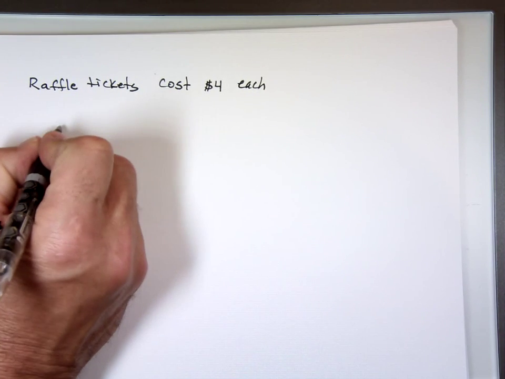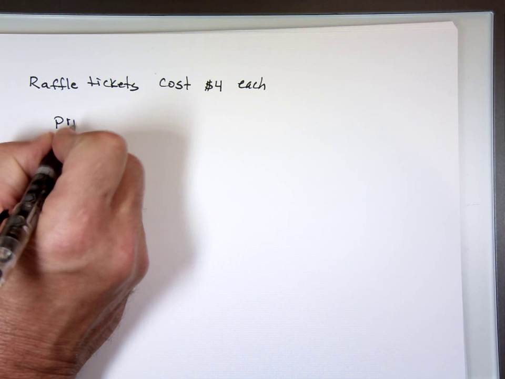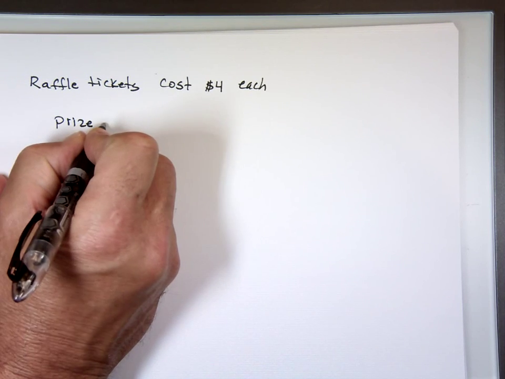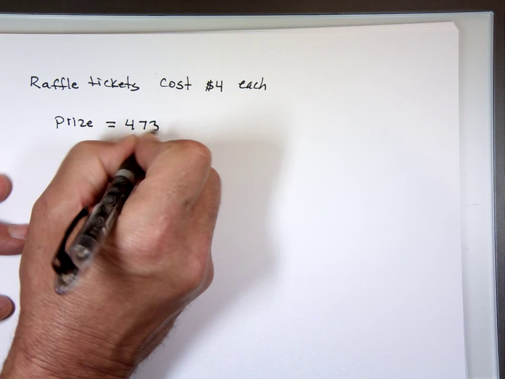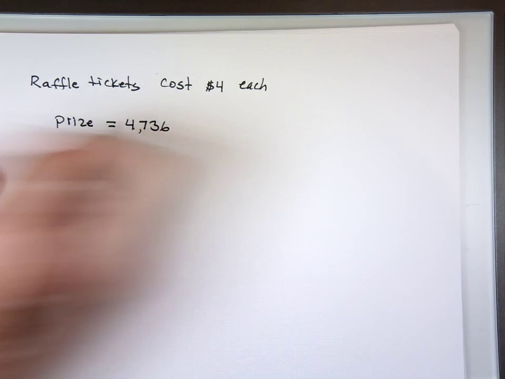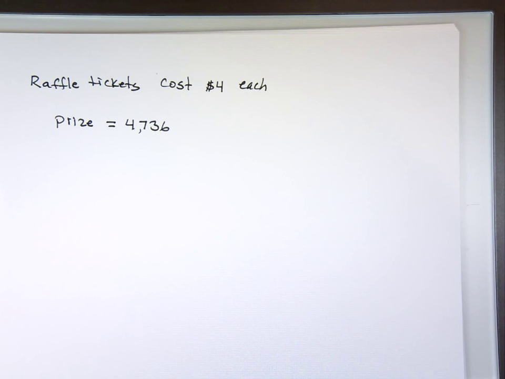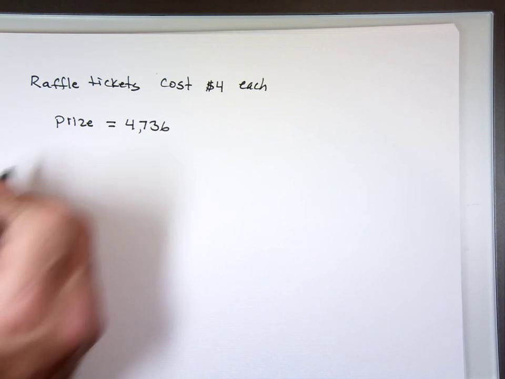So let's say the prize for this raffle equals $4,736. That's what you're going to win. That's what the prize is if you win. How many tickets do we need to sell to break even? So that's the question.